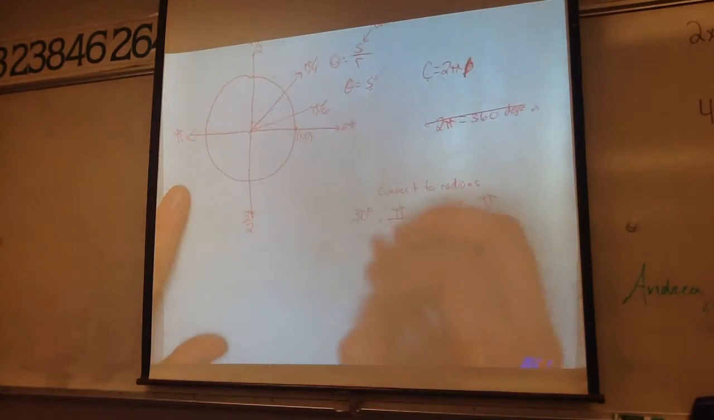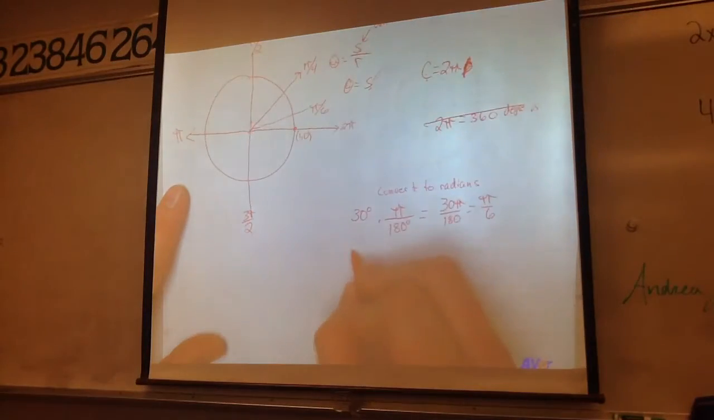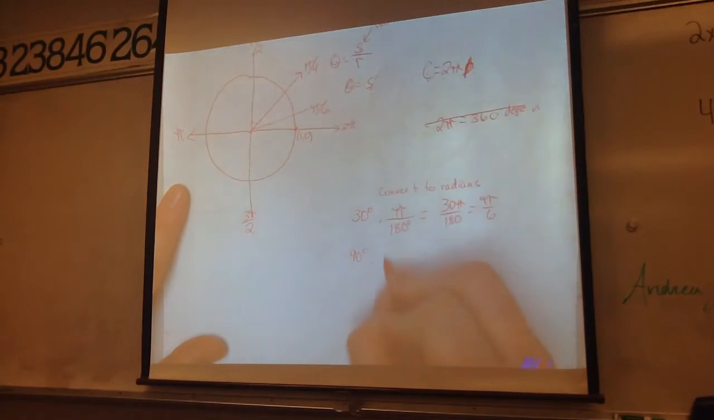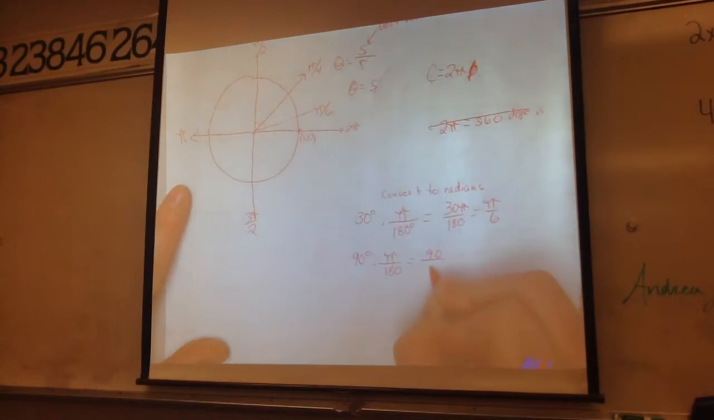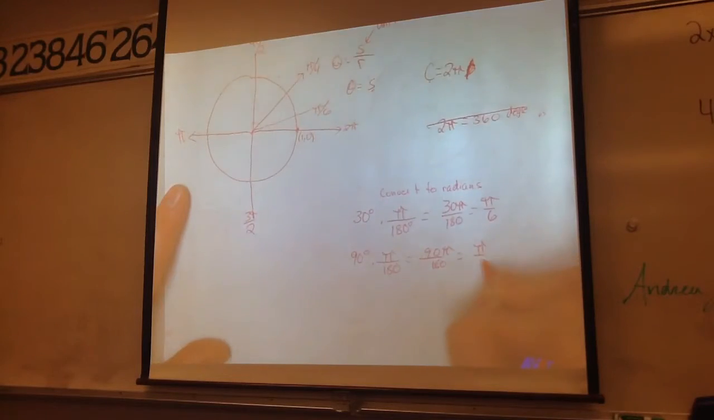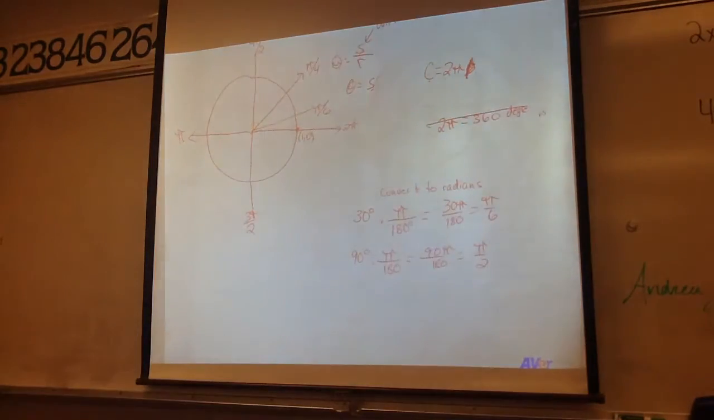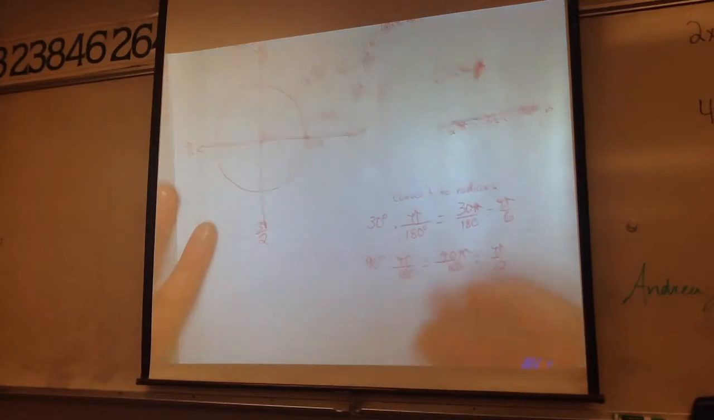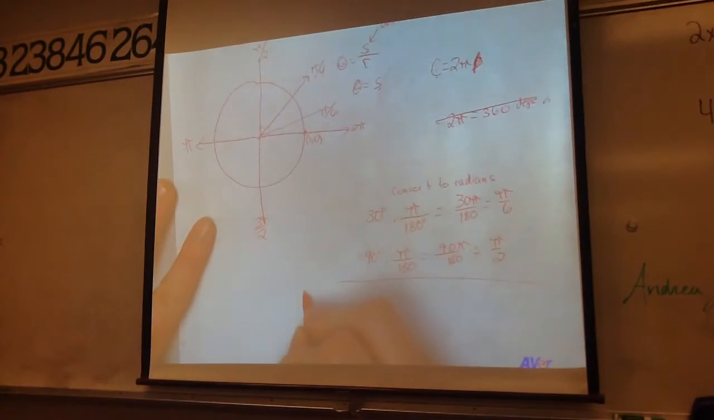So for a 90-degree angle, if you convert it to radians, you multiply by pi over 180 and get 90 pi over 180, which is pi over 2, which is what we said earlier for a 90-degree angle. It makes sense. If you want to switch it the other way, let's say you have radians.